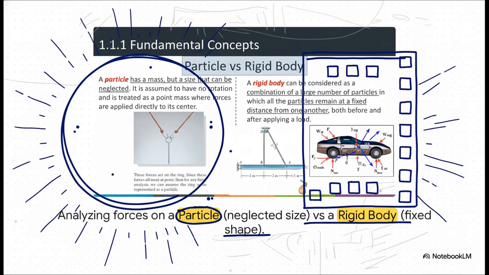Now, to make sense of the real world, we have to simplify things a little. We'll focus on two main ideas. First, we have the particle. You can think of this as just a single point in space that has mass, but its size doesn't matter for our calculations. And second, we have the rigid body. This is any object that we assume is so strong it won't bend, stretch, or deform at all, no matter the forces we apply. These two concepts are going to be our building blocks for solving problems.